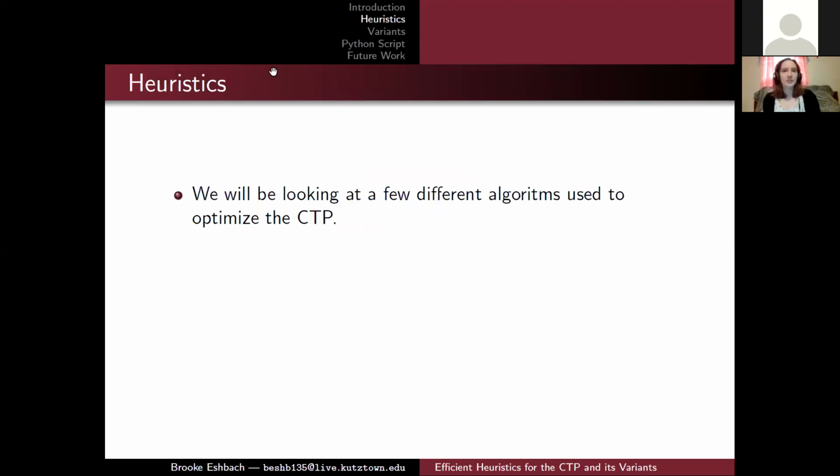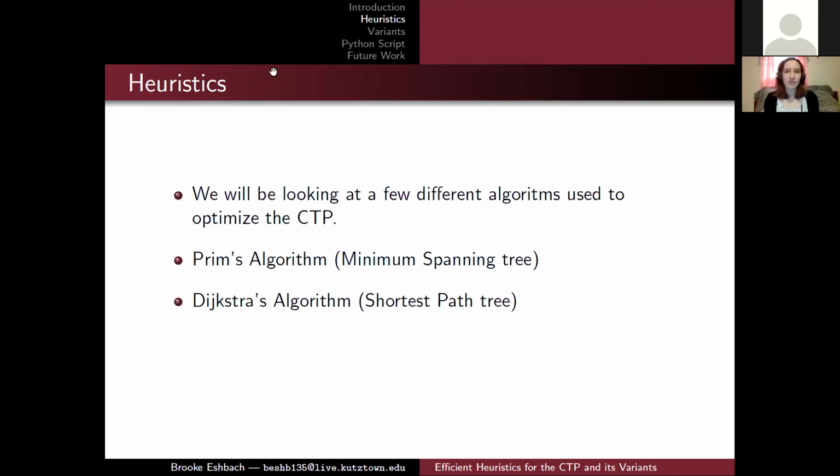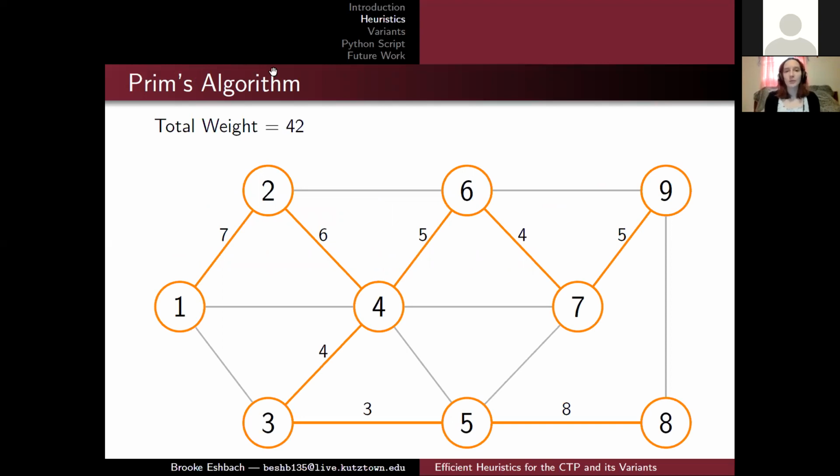So we're going to be looking at a couple different algorithms. We're going to briefly talk about Prim's algorithm, which is used in the minimum spanning tree case, Dijkstra's algorithm, which is used in the shortest path tree case, and then modified Prim's algorithm, or ModPrim, which is a hybrid of Prim's and Dijkstra's algorithms and is used very frequently with the CableTrench problem. So for Prim's algorithm, when we apply it to the graph that we had earlier, we get something that looks like this, and it has a total weight of 42, which would then need to be multiplied by tau to get the cost of this graph. But you can see here that we chose our edges in such a way that we picked the smallest overall edges to connect everything back so that we minimized our trenches.